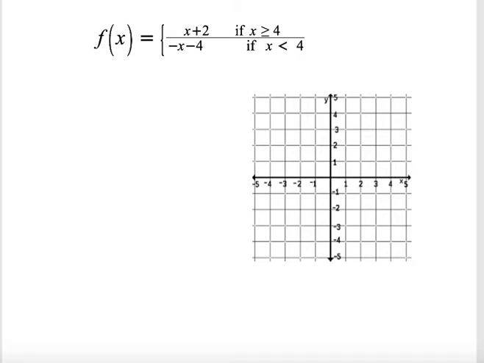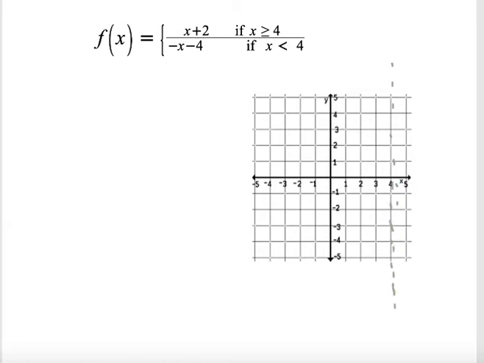All right, let's look at another one. So we have this piecewise function. I have x plus 2 if x is greater than or equal to 4, and I have negative x minus 4 if x is less than 4. So I'm going to go ahead and put in my generic boundary line again at 4. Got a little crooked there.